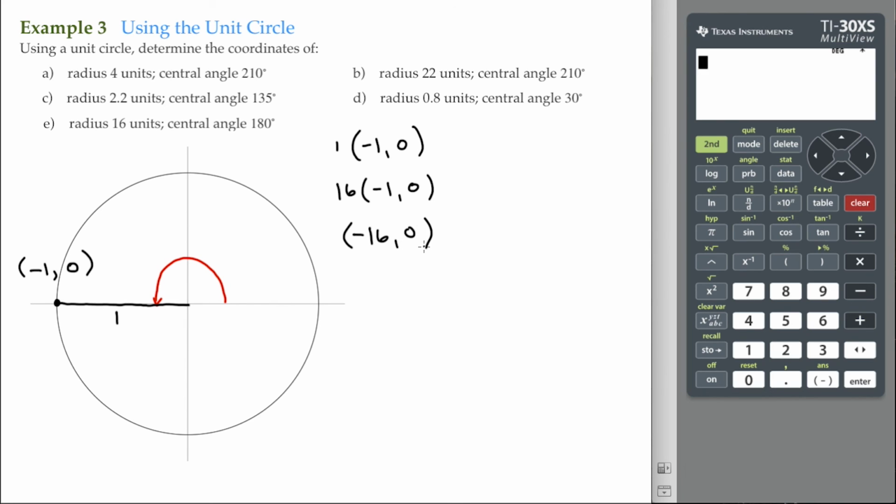And maybe just looking at it logically, if we have a radius of 1, thus giving us a coordinate of -1 and 0, then a radius of 16 is going to put us way out off the video here at -16. But it's going to have a coordinate at -16 and 0.